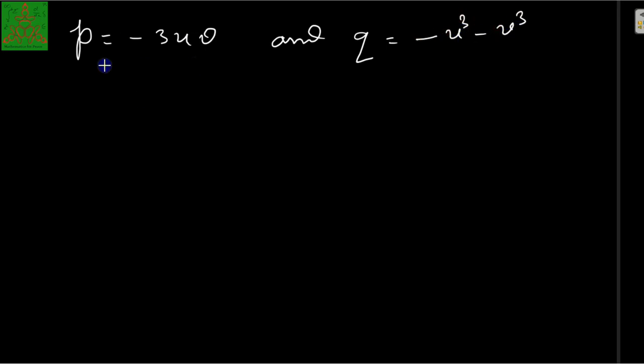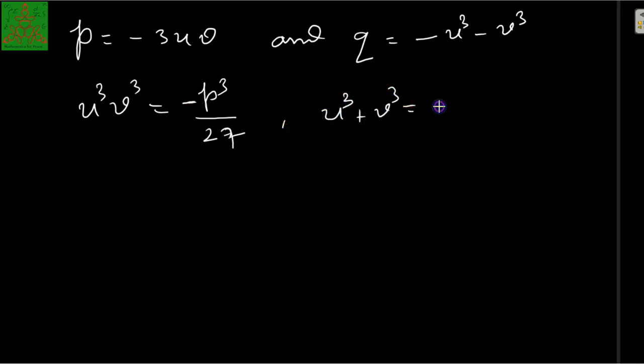So from this, if I take the cube on both sides, you will have u cube into v cube equal to minus p cube upon 27, and u cube plus v cube is minus q.